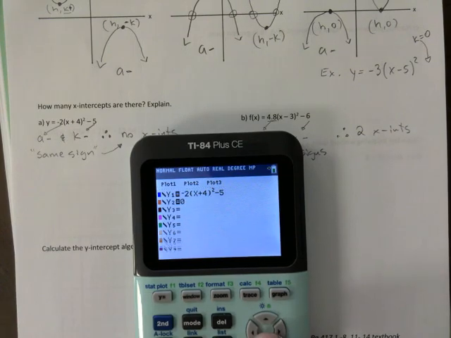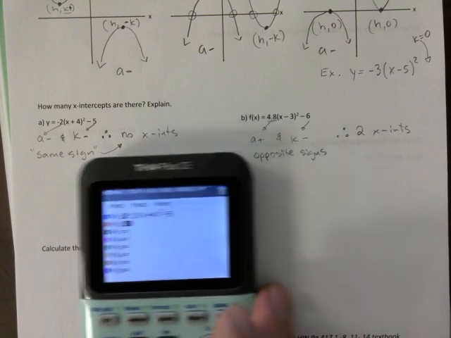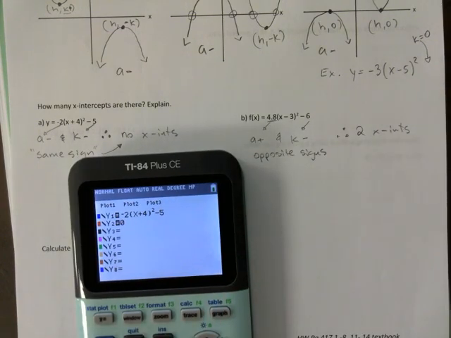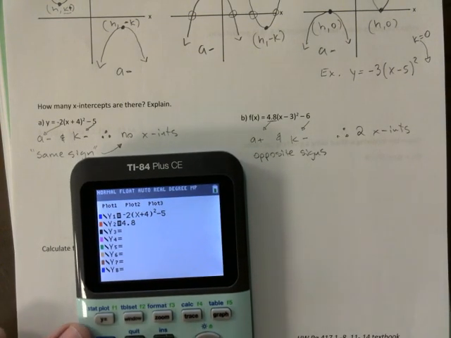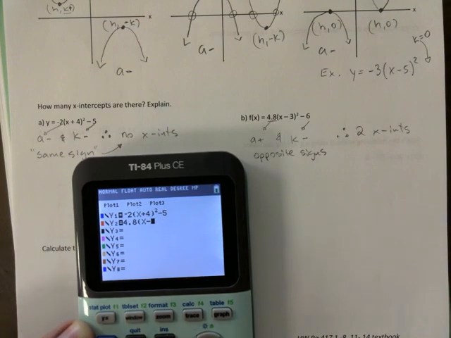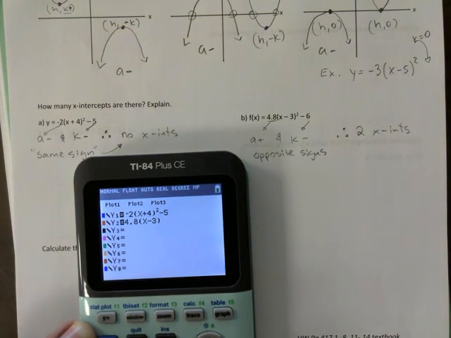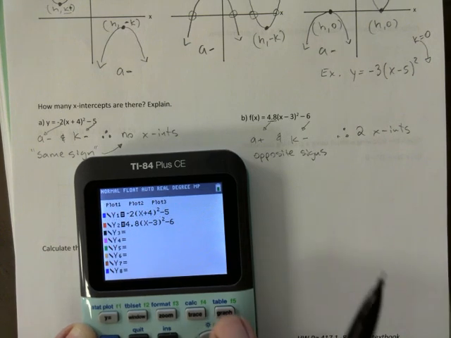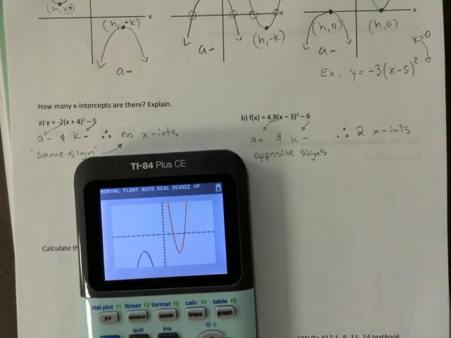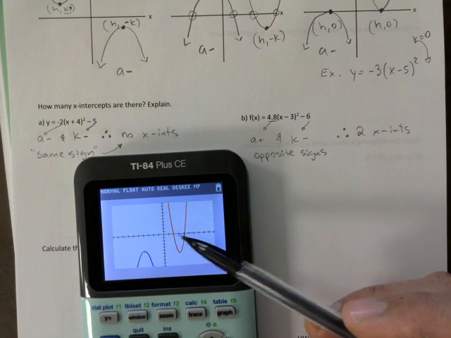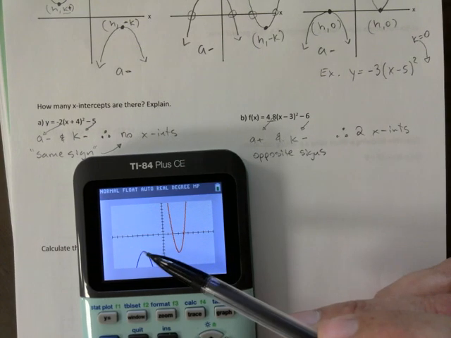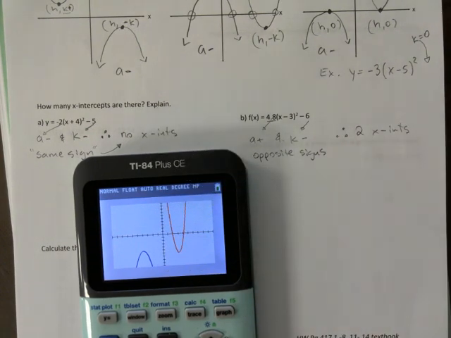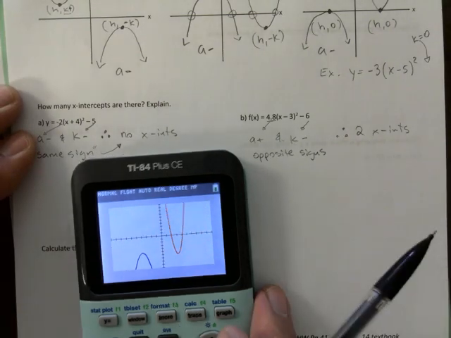I'm going to go to y2, the second y, and type in this one here. 4.8 times (x minus 3) squared minus 6. And then I trust that you will just take my word for it. There's that second one, right? 2 x-intercepts for this one, no x-intercepts for that one. There you go. Ta-da, right?